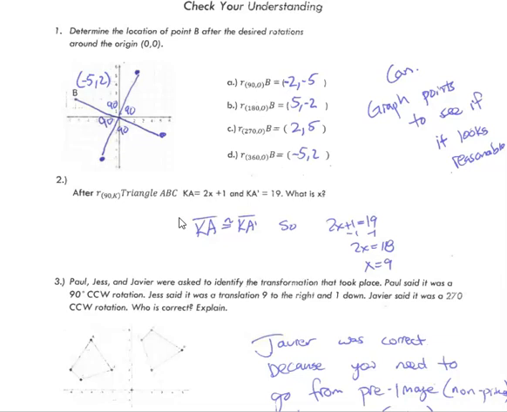Now the next one says, after a rotation of 90 degrees, triangle ABC has KA, so it's rotating around K. The distance from K to A is 2x plus 1. KA prime is 19. What does x equal? Well, we know during a rotation, the distance from the point to the point of rotation always stays exactly the same. So we're able to set those things equal to one another.